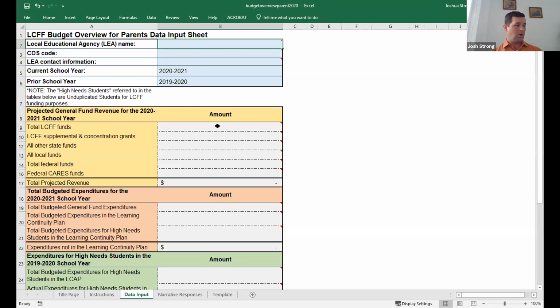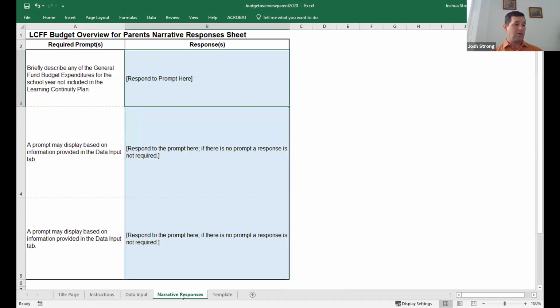Then there are tabs or cells for each one of the 5 required or 6 required funding elements that are here. Also for the general fund budgeted expenditures and the expenditures for high needs students in 2019-20. If you go to the narrative response tab, this is what you're going to see.